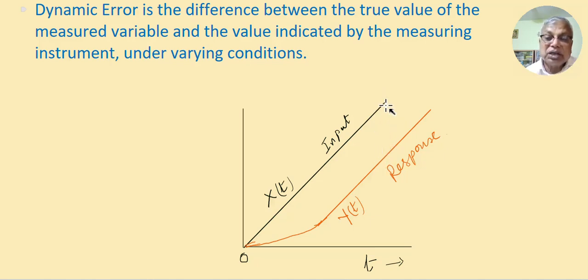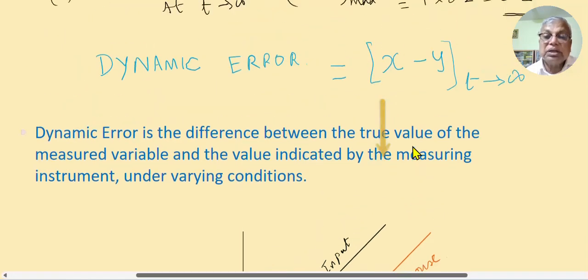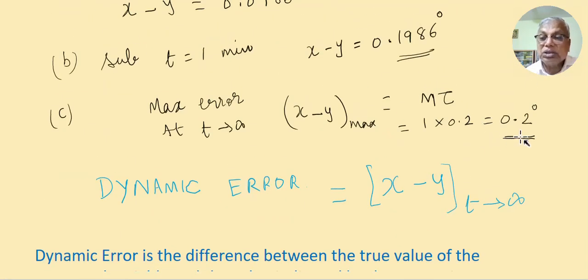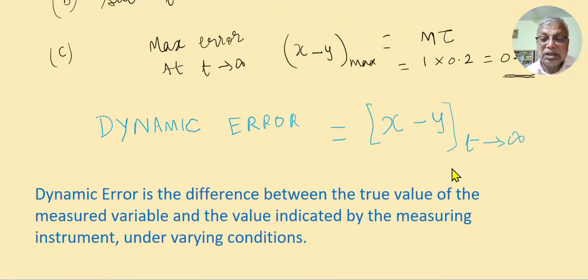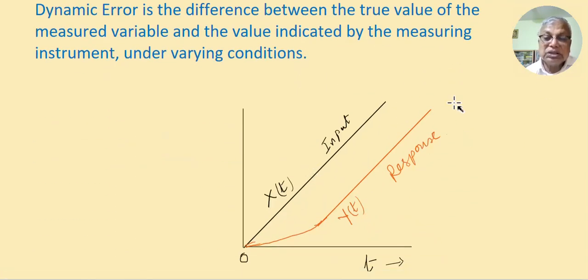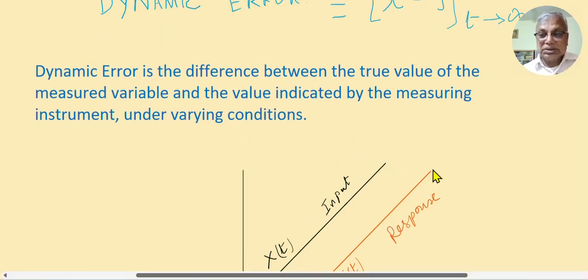So if I plotted correctly, how much dynamic error did you get? This vertical distance represents the dynamic error, the difference between x and y. And if I plot it correctly, this vertical reading will be the dynamic error, which will be equal to 0.2 degrees. Well, when you draw these graphs as per the actual values, you can get these answers.